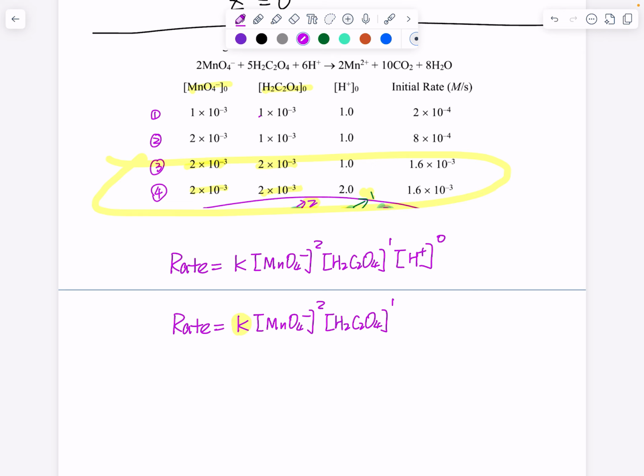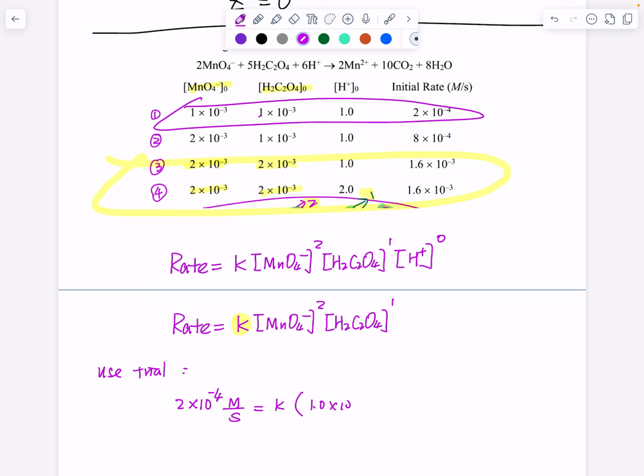So you can use any trial. I'm going to use trial 1 just to plug in the information. So it's 2 times 10 to the power negative 4. At this point, we'll need to bring units because we need to solve K, including its units. So K, concentration is 1. We're looking at the first trial.